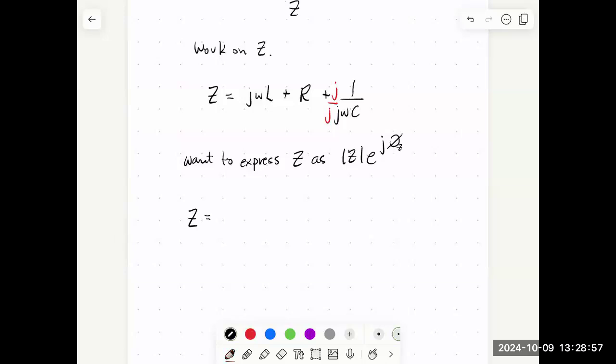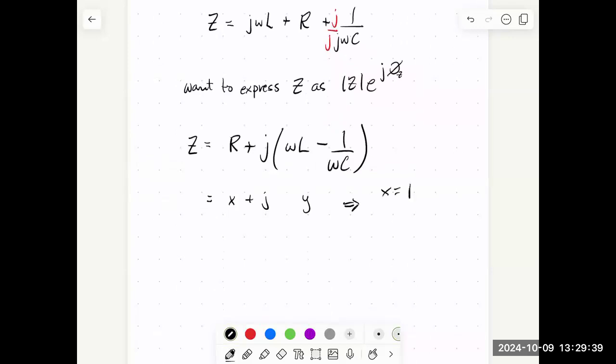So Z is going to be equal to what? There's an R, so I'm just going to put the R there, and then plus j times omega L from the inductor. And then we're going to have a minus, from this j squared, 1 over omega C from the capacitor. This is now looking like x plus jy, where our x is R. That's the real part of our impedance. And y is equal to omega L minus 1 over omega C. That one's a little more complicated, but this is the imaginary part of our impedance.